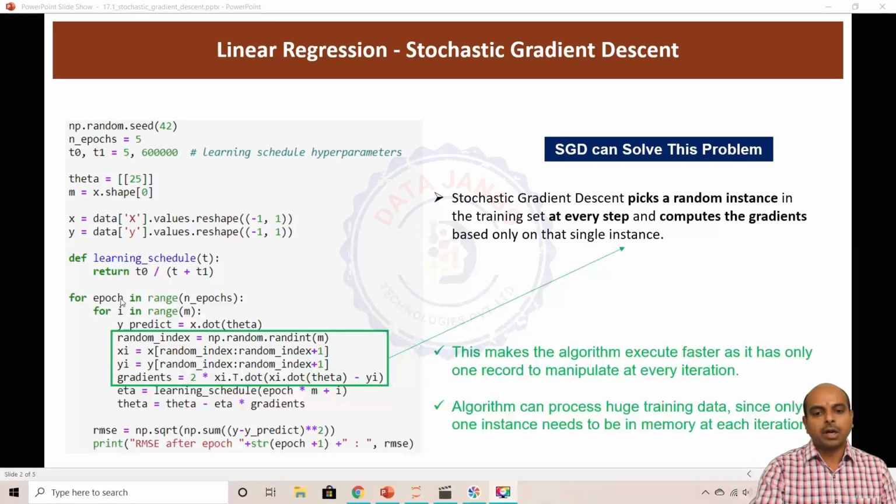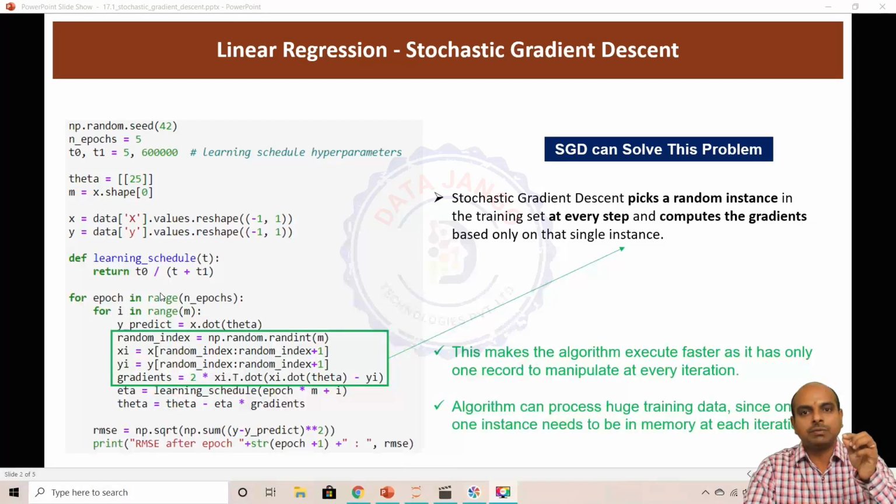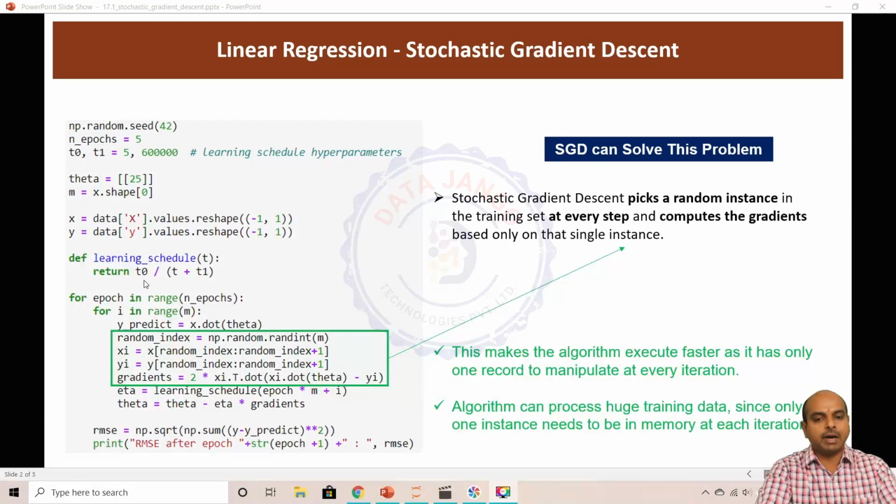Before we go there, to reduce the jumpy nature, the solution is that we need to use a learning schedule. The learning schedule will reduce the alpha value, the eta value, a little bit with each iteration. To create that scenario, the formula, look at this, is t0 divided by t plus t1. The t is a calculated value. With each iteration, we calculate the t value and pass it to the method. And t1 is a big number.